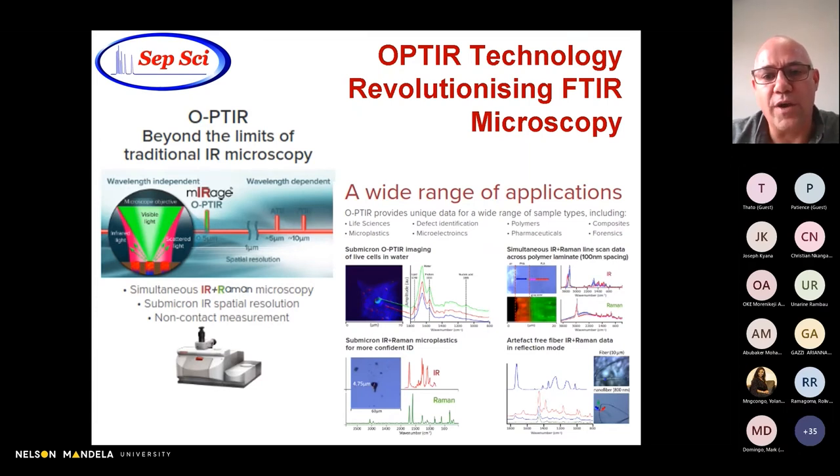With OPTIR now, we can do reflectance measurements on cells, we can do live cell imaging, we can do many, many things with this new technology, which I really believe is going to be revolutionizing the way we've been doing it. What we have done now as well is we've added Raman to this FTIR system as well.